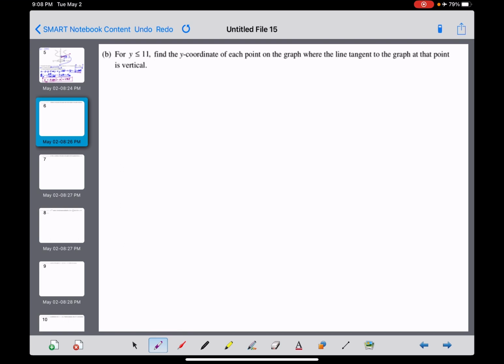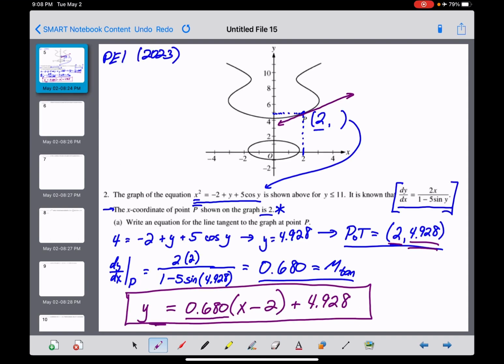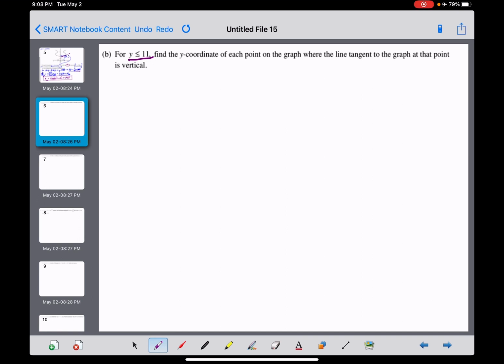So we're supposed to find, for y less than or equal to 11, which really was the range of this entire equation right here, the y coordinate of each point on the graph where the line tangent to the graph at that point is vertical. Okay, so the slope of a tangent, everybody, comes from your derivative. And the derivative in this problem, dy dx, was given to us as 2x over 1 minus 5 sine of y. We want this quantity right here.